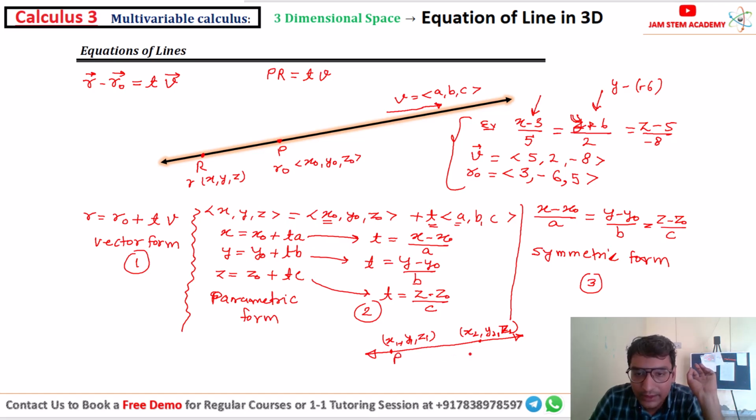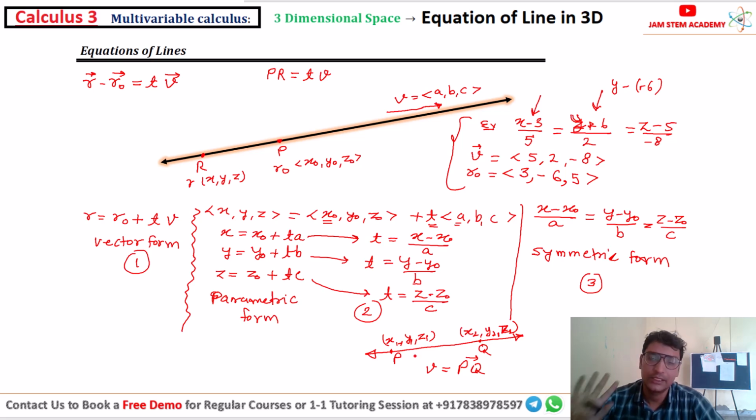But for the direction vector, you have to form a vector which is parallel to this line. So what you can do is, this is P, let's say this is Q. So you can say your v vector is actually the PQ vector. Simple. Position vector of Q minus position vector of P means x2 minus x1, y2 minus y1, z2 minus z1. These will be the direction ratios. I'll show you with an example.